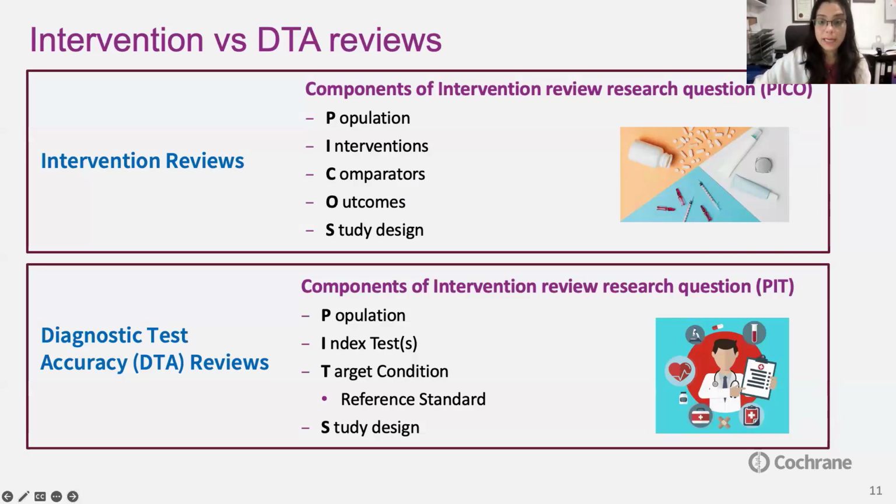And then we have the index tests, where we define the tests. It can be 1, 2, or more than 2 index tests, whether we have used them in combination or separately. What is the purpose of using those tests? If it's a replacement, an add-on, or a triage. We need to define the threshold of the tests, and so on. And then we have the target condition. Instead of outcome, here we have the target condition.